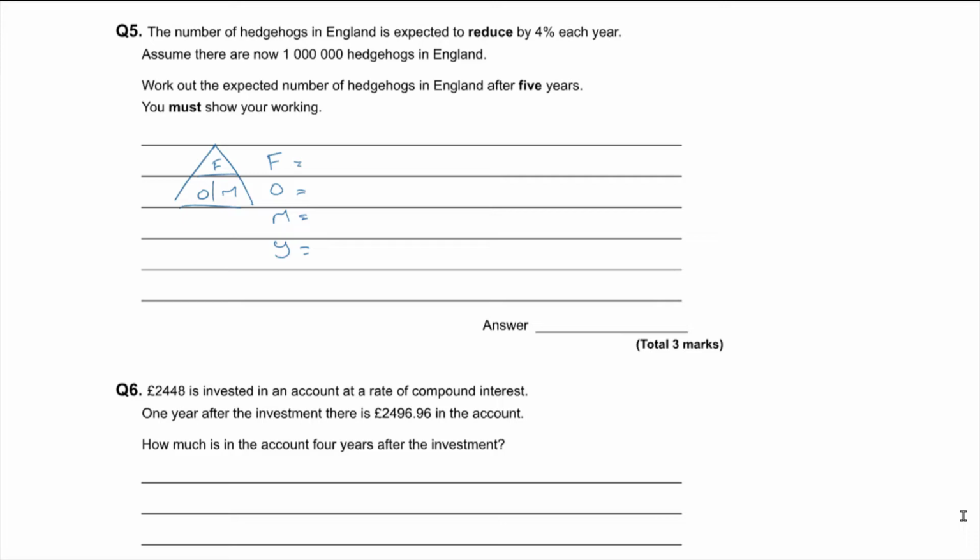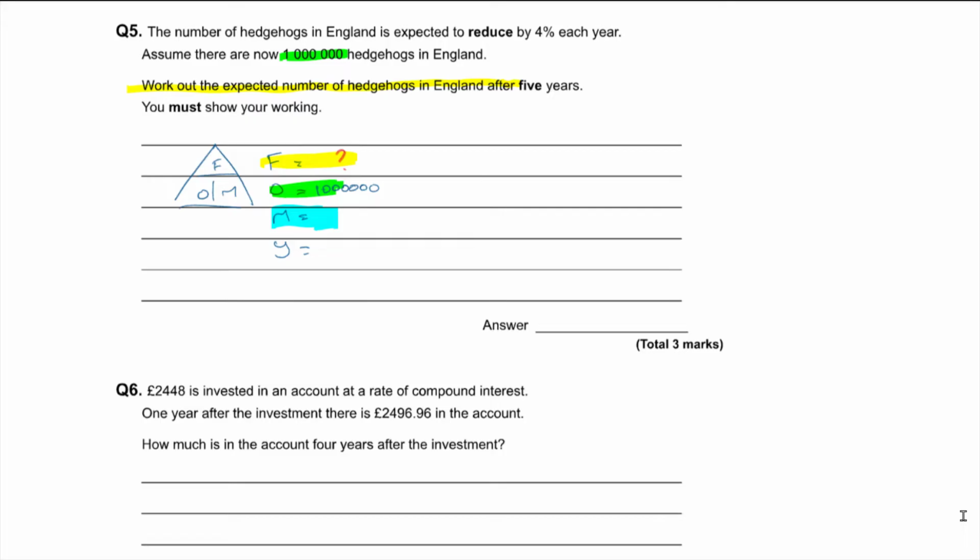Right, so what we've got here then, the final, that's what we're trying to find, isn't it? Work out the expected number of hedgehogs. So that's the thing that we want to find. Okay, so then the original, what's the original? We're starting with 1 million hedgehogs. It's actually not a lot of hedgehogs if you think about it. 1 million. And then the multiplier, what's that?